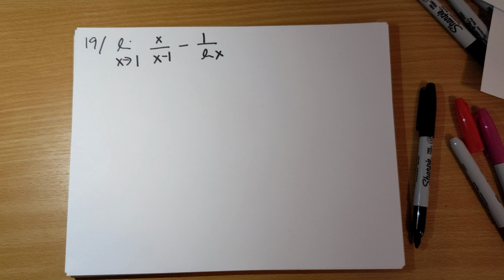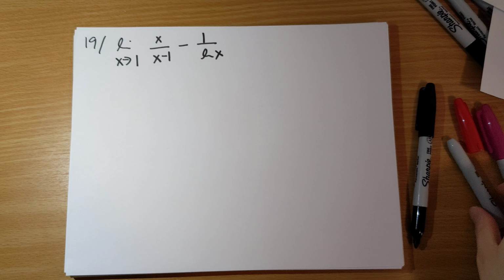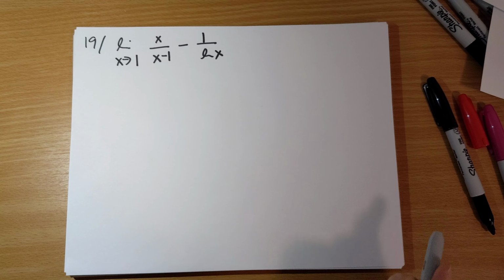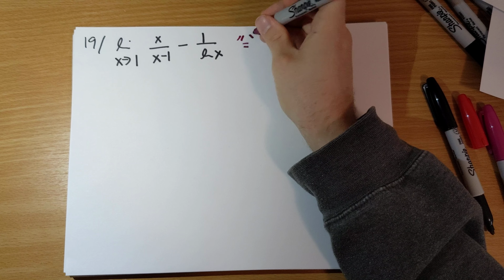Problem number 19. We want to evaluate the limit as x goes to 1 of x over x minus 1 minus 1 over natural log of x. So what's going on here? Let's try to substitute x equal to 1 just to see what's going on here.